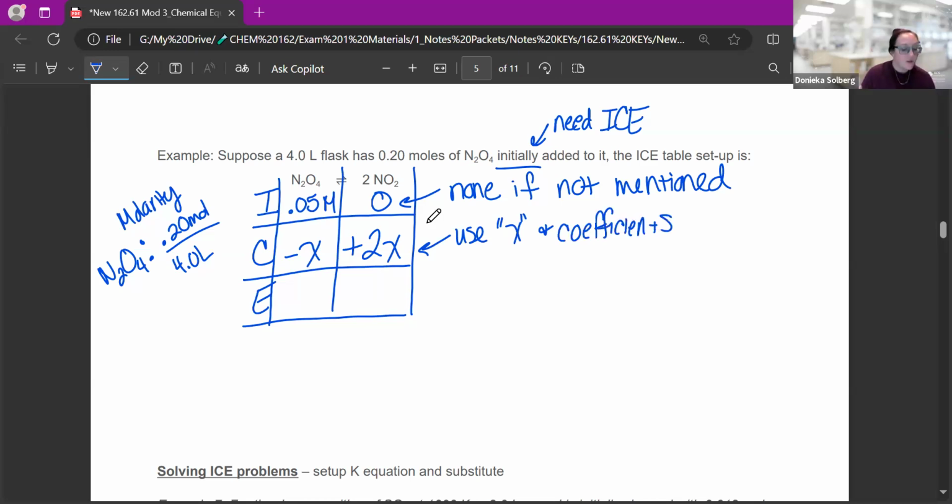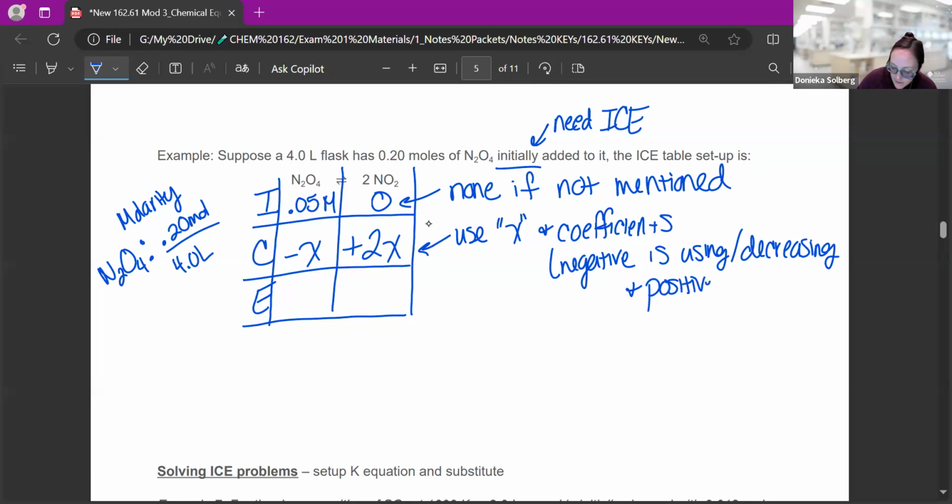Okay, if it's negative, that means you're using it up. It is decreasing in amount. So negative if you are using or decreasing. This is usually the reactants, not always, but usually the reactants. And positive is producing or making. I'm using producing because it's the products. Okay. So usually the negative is the reactants and positive are the products.